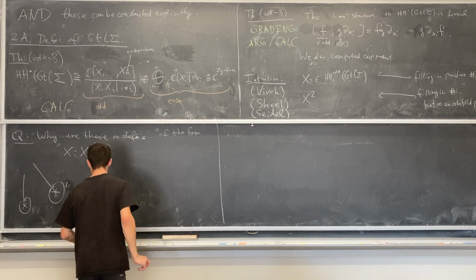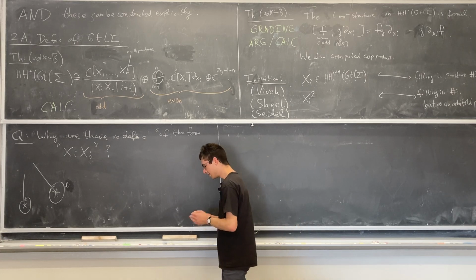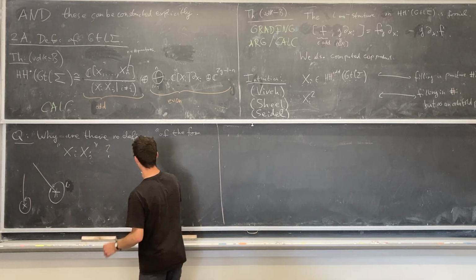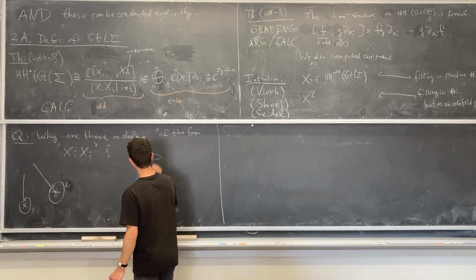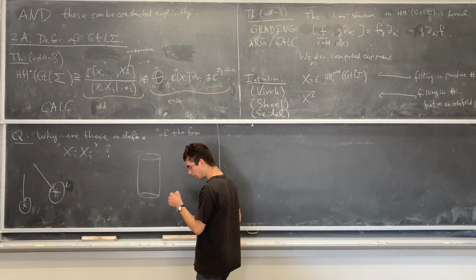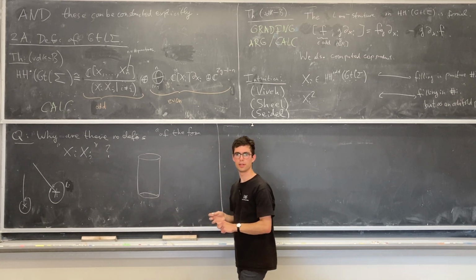Okay, another question. Suppose I start with a cylinder, P1 with 2 marked points. Can I glue the two ends together to get a torus?